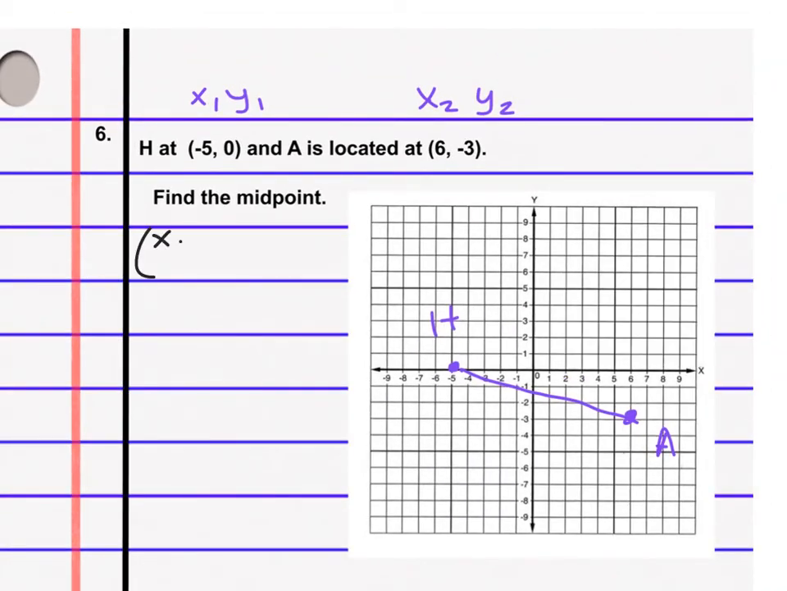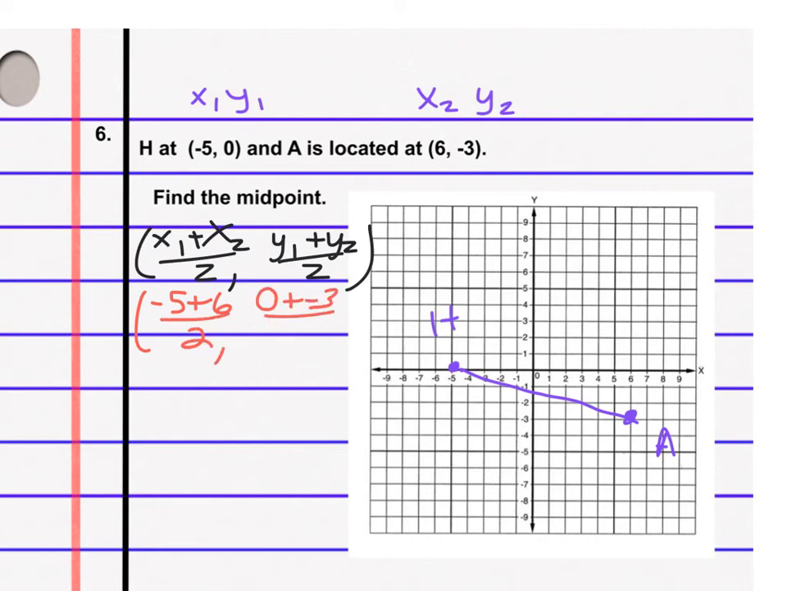Here's my formula. Oops, I just wrote that wrong. x1 plus x2 divided by 2, y1 plus y2 divided by 2. So if I plug everything in, negative 5 plus 6 divided by 2, 0 plus negative 3 divided by 2, that simplifies to 1/2 and negative 3/2, which actually it would be okay with me if you left it like this. If you prefer decimals, that would also be fine. If you put negative 1 and 1/2, that would also be fine. So any of these would be fine.